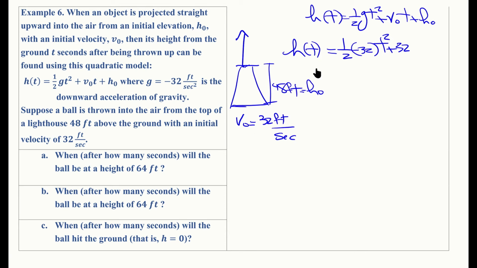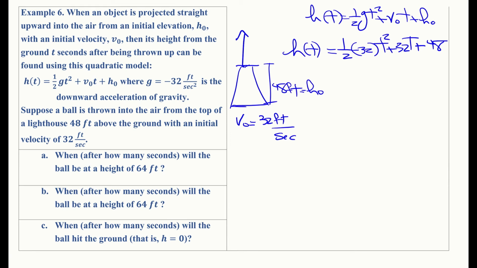Remember, these 32s have nothing to do with each other. It just happens to be that way. This is 32 feet per second. That one is -32 feet per square second. Very different. One is speed, the other is acceleration. All right. So plus 32t, and then plus h0, which is 48. Remember, the lighthouse was 48 feet above the ground.